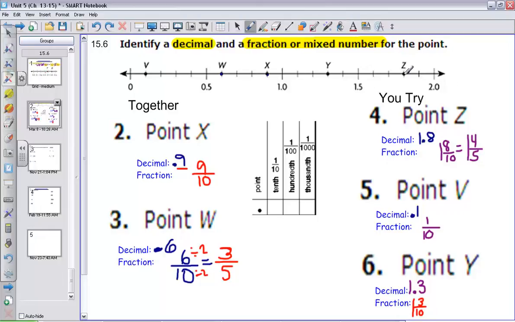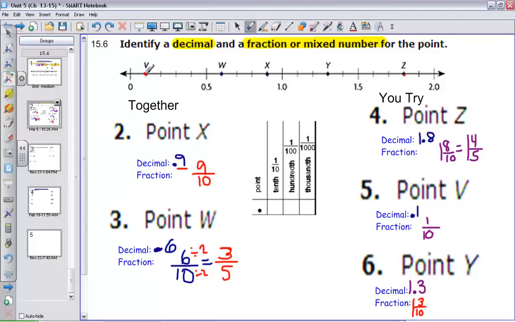Alright, let's check out our answers here. Point Z, which is located right here, should have ended up with, as a decimal, 1.8. And as a fraction, I also have 1 8/10, which, if I write that in simplest form, would be reduced to 1 4/5.